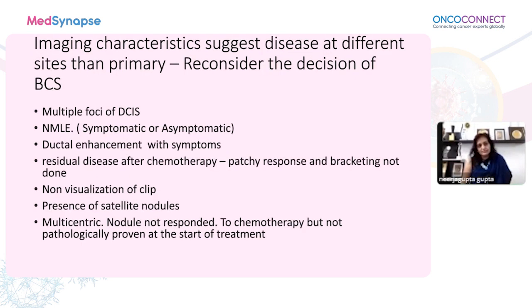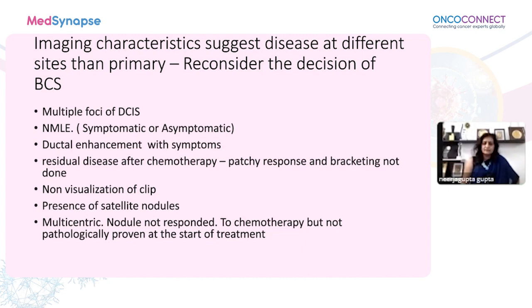How do the imaging characteristics make you reconsider the decision of BCS? If there are multiple foci, as I said, multiple foci of microcalcifications of DCIS, they will not go away with chemotherapy, and you will see them right on the spot, whether on a mammogram or maybe DBT, digital breast tomosynthesis, where you have overlapping glands. In that situation also, your DCIS will be very well visible. So with multiple foci, widespread, patchy areas, there is no reason why you should go ahead.